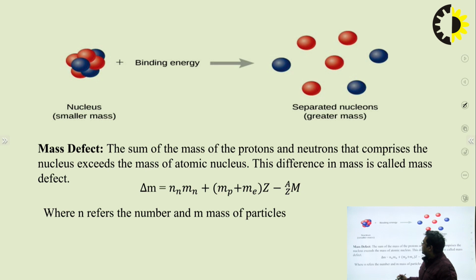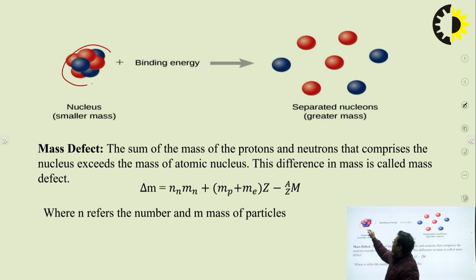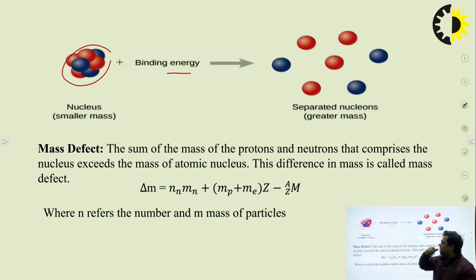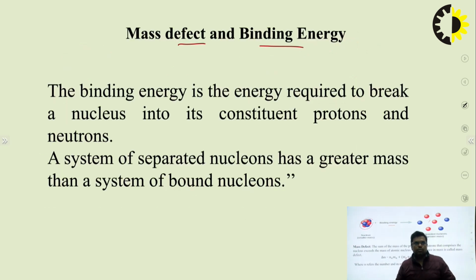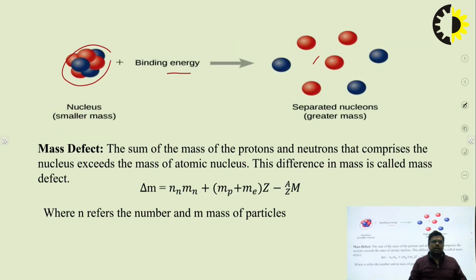So the force will be available in any nucleus. Whatever energy is applied to the nucleus to break it into protons and neutrons is known as the binding energy. Another term is mass defect. Mass defect is defined as the amount by which the sum of the masses of the protons and neutrons comprising the nucleus exceeds the mass of the atomic nucleus.